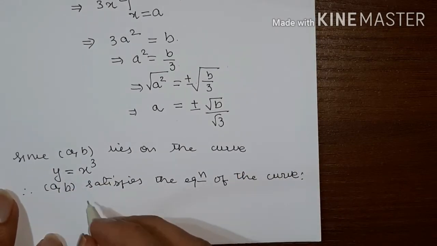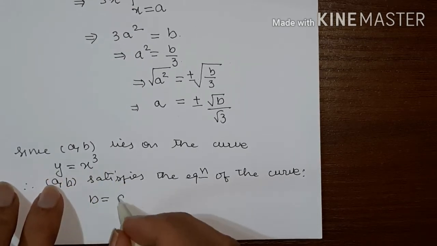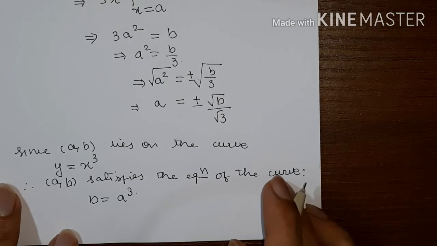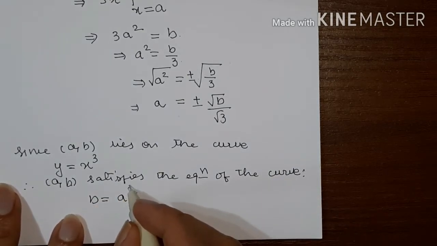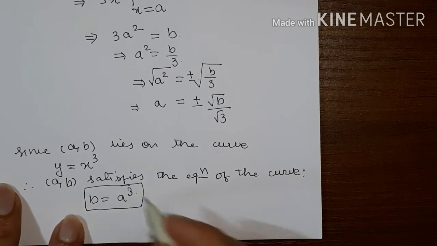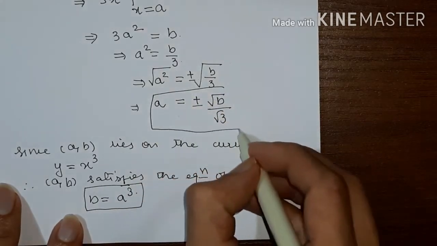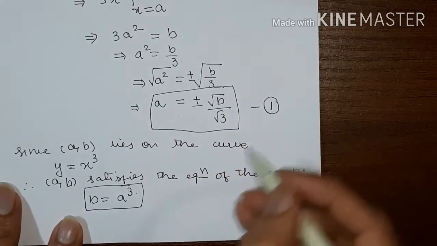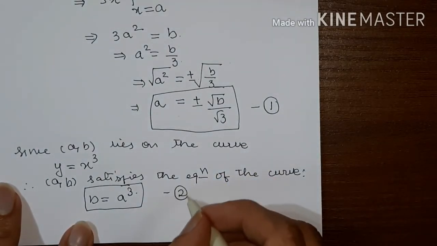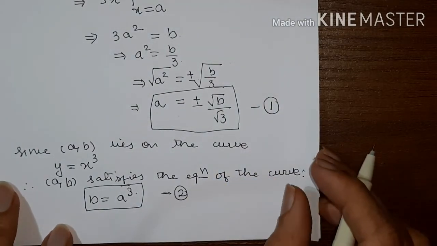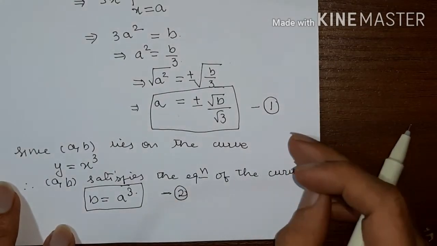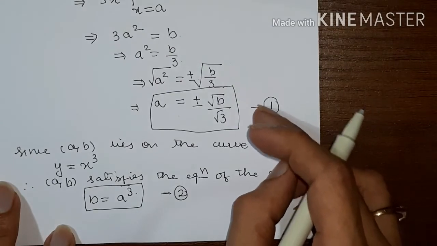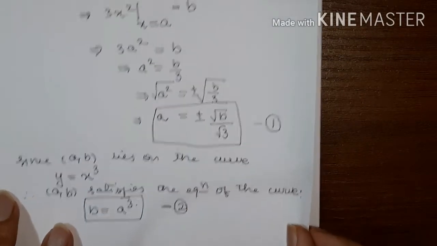So b is the y coordinate here. So b is equal to x cube, that means a cube, right? So what you got is b is equal to a cube. So this is one more important equation we have. This is the first one, so we can call it 1, and this we can call it 2, right? So now from 1 and 2, or substituting 1 in 2, let us see what we get.